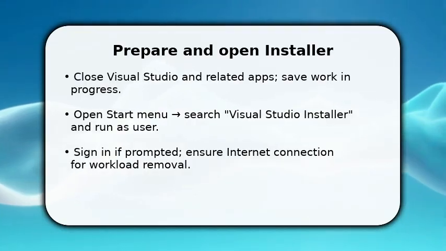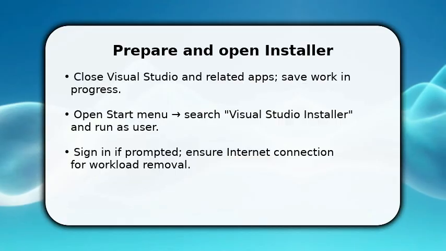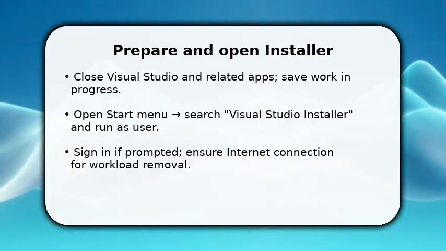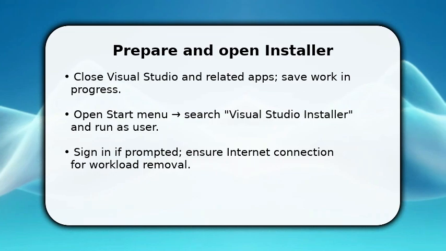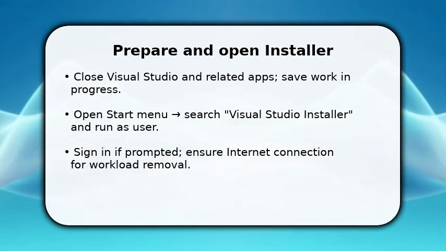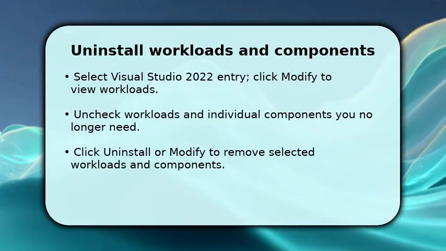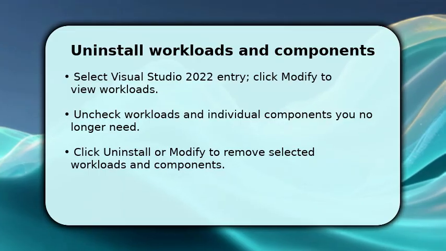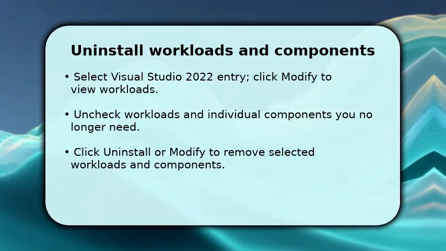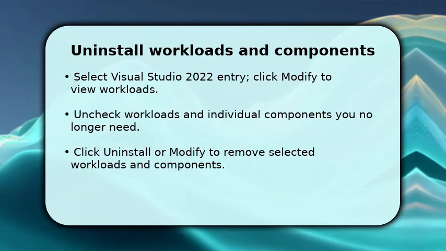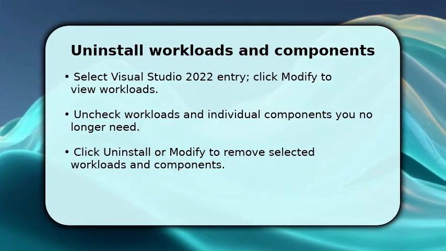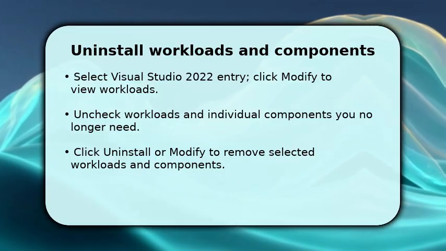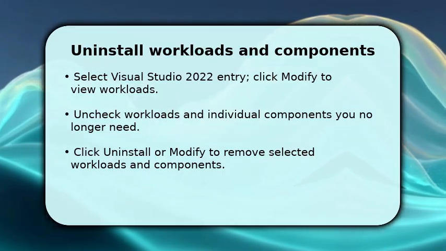Now that the installer is up and lists your Visual Studio 2022 instance, get ready to remove components. You'll next pick the Visual Studio 2022 entry and choose Modify to inspect workloads and components. This lets you control what stays versus what goes. Uncheck entire workloads first to remove large feature sets, then expand individual components and uncheck specific SDKs, tools, or language packs. Once selections match your intent, click Uninstall or Apply Modify so the installer removes them.